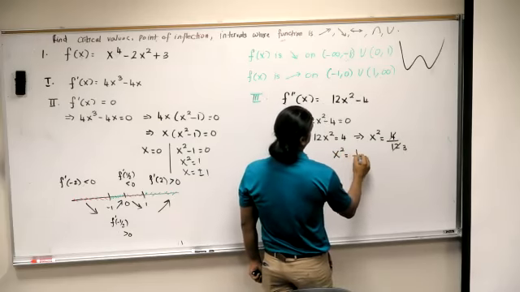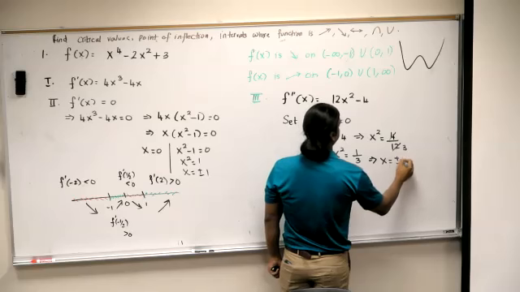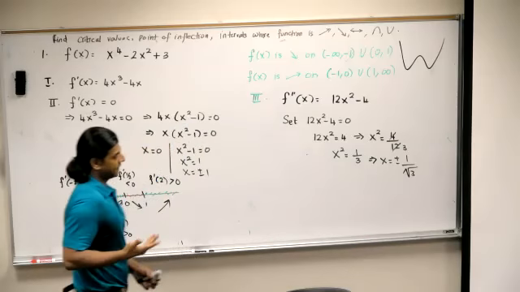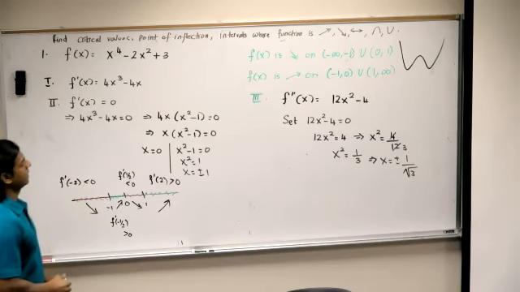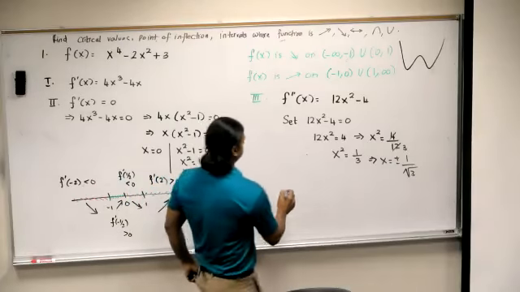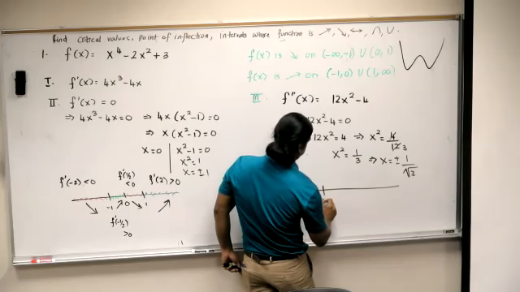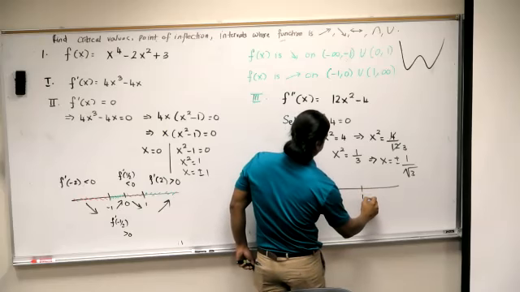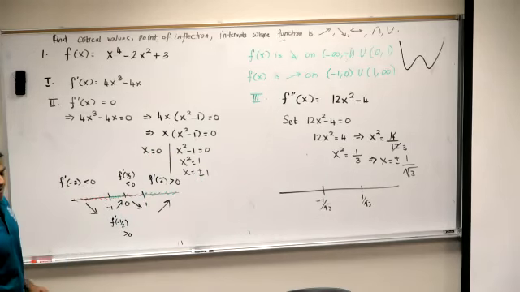X squared is 1 over 3, which means x is plus or minus 1 over root 3. It is the same as saying root 3 over 3. They're one and the same. Effectively, the reason why we didn't use the same process as the factoring we did in the first derivative is because we didn't have that possibility. Because inside of the first derivative, we could take out the x.